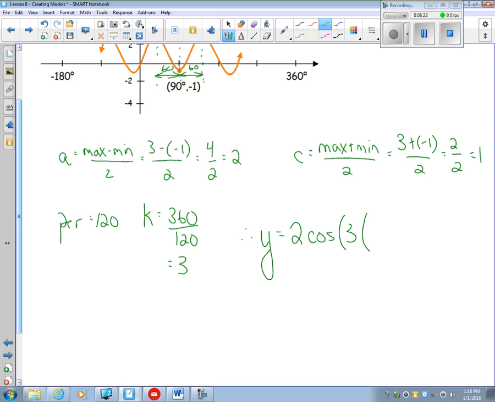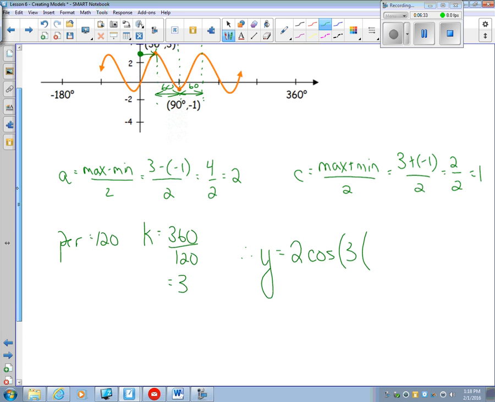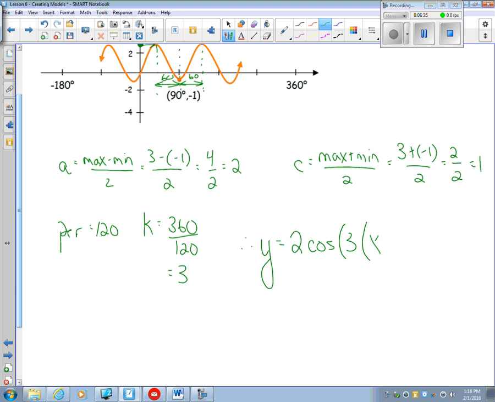The phase shift. Well, we know the very first point is supposed to start at the maximum and be right here on the axis. Ours is not. It's been shifted 30 degrees to the right. So how do I show that? Well, x minus 30, opposite sign, right? And in my central axis, plus 1.